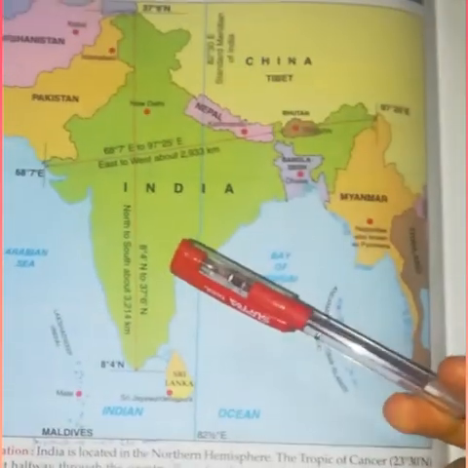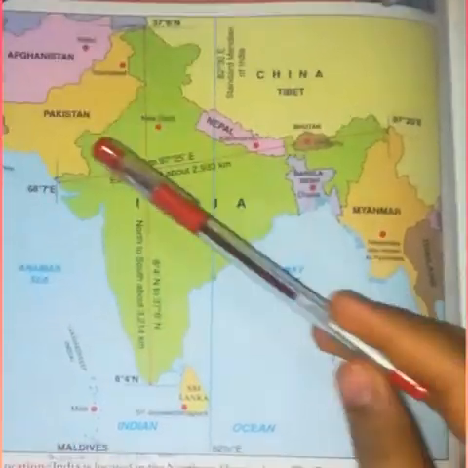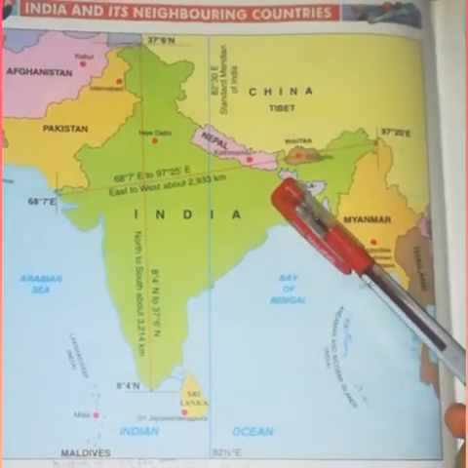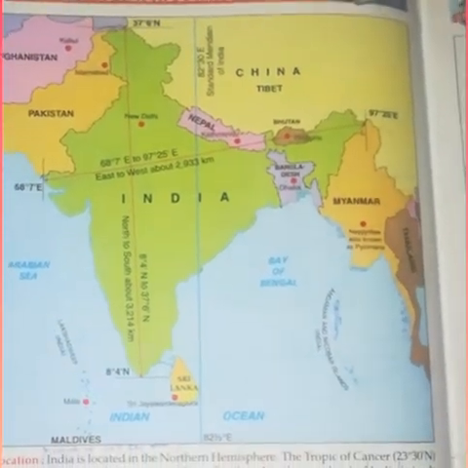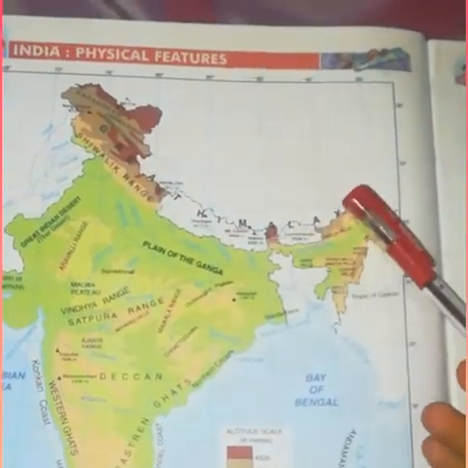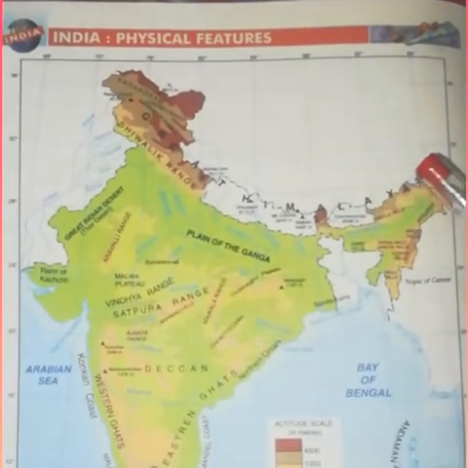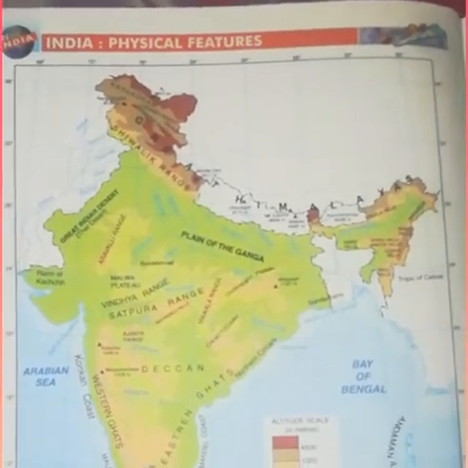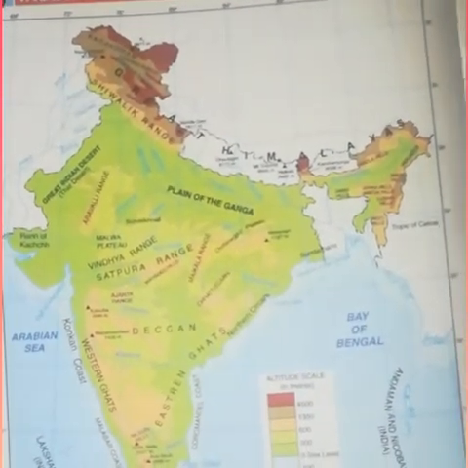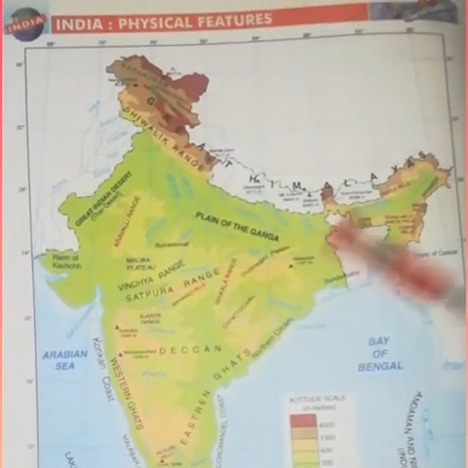So now we are going to understand the physical features of India. India, Pakistan, Nepal, Bhutan and Bangladesh are separated from the rest of Asia by the Himalayan mountain ranges. This region is called the Indian subcontinent. A subcontinent is a big geographical unit which stands out distinctly from the rest of the continent.